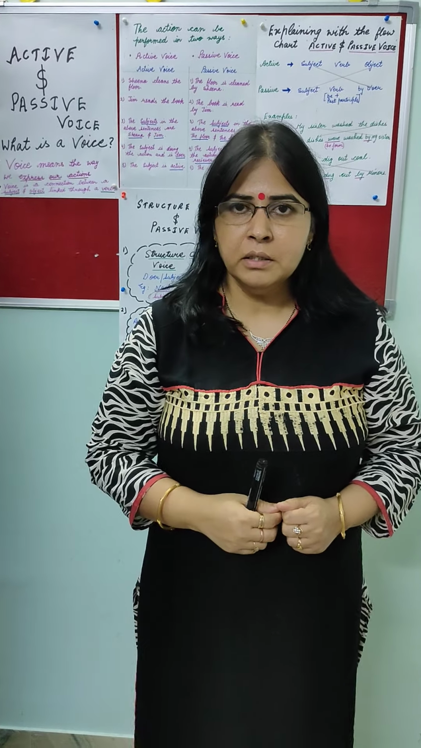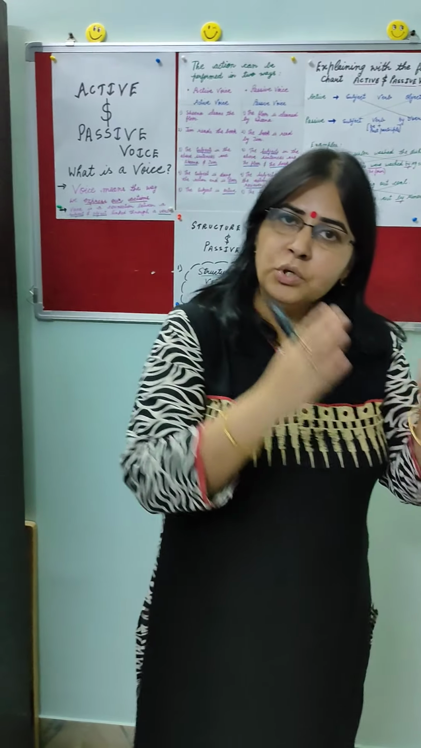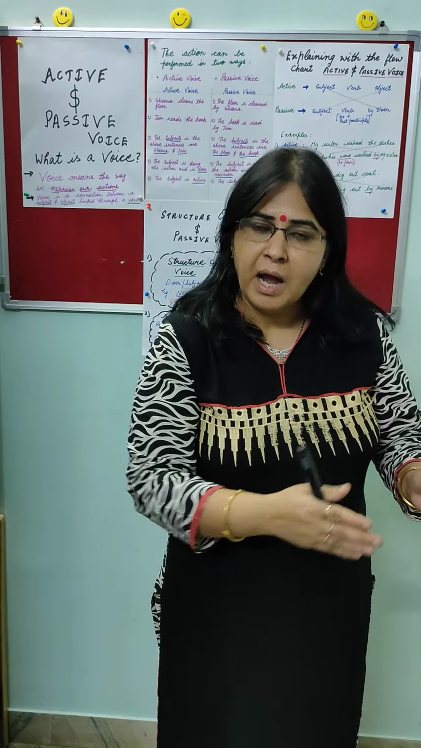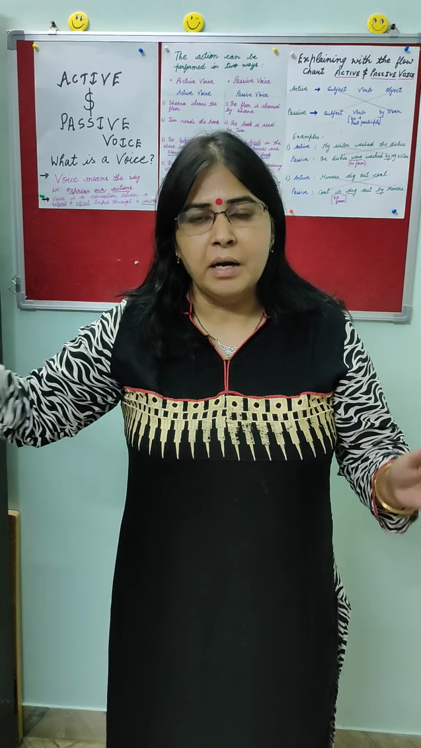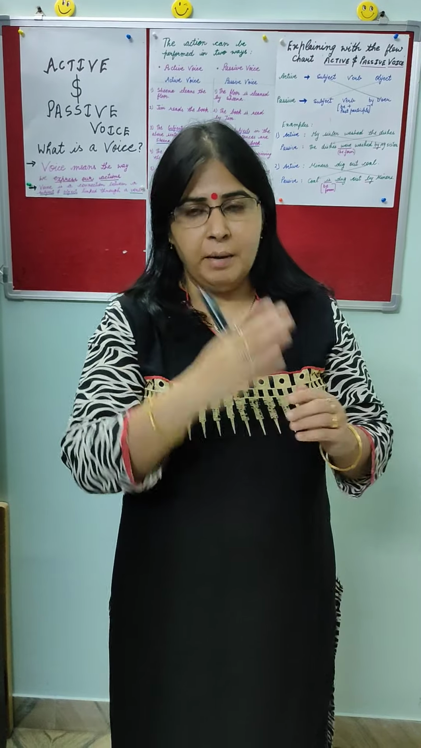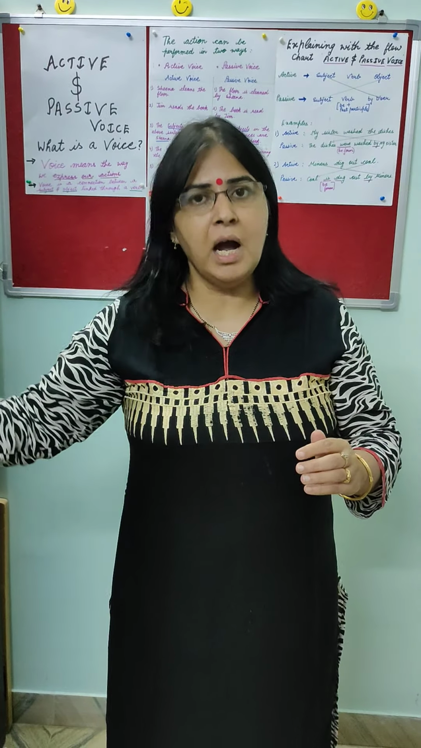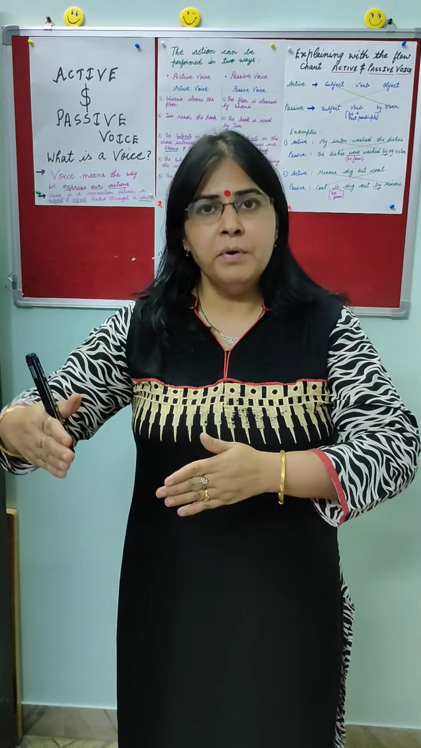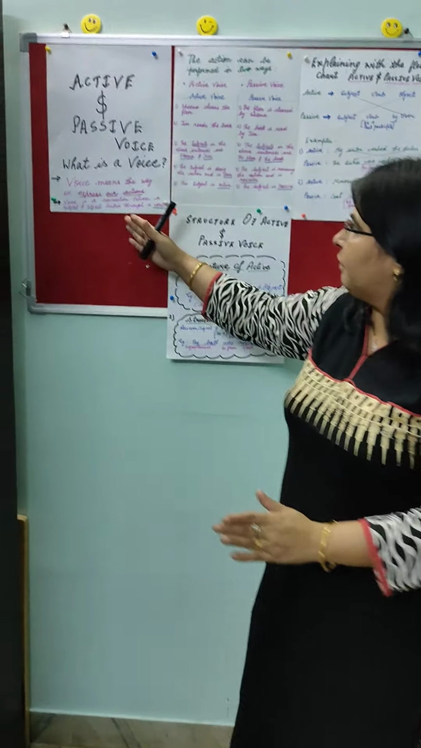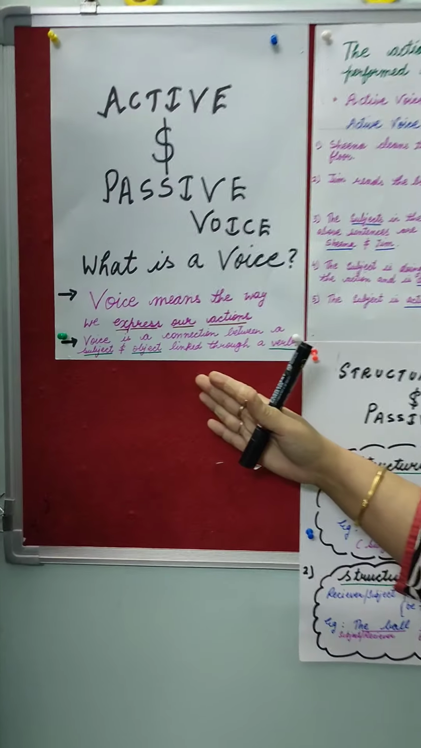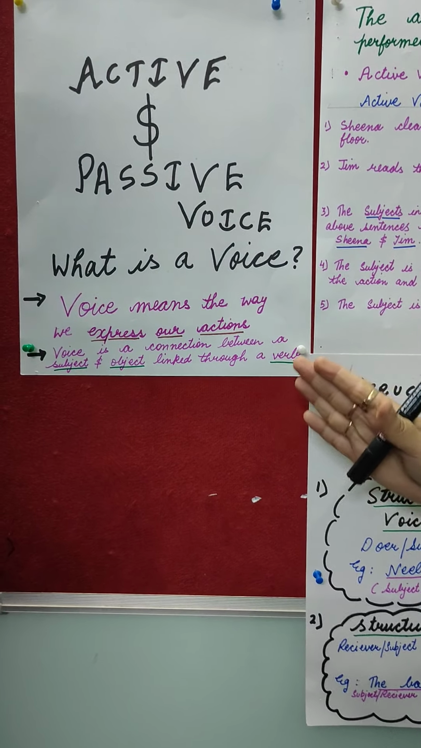For instance, Raman washes his car. So, who is the subject here? Raman. And what is an object? Car. And it is linked through a verb, washes. Raman washes his car. So, subject, verb and an object. So, voice is a connection between a subject and an object linked through a verb.